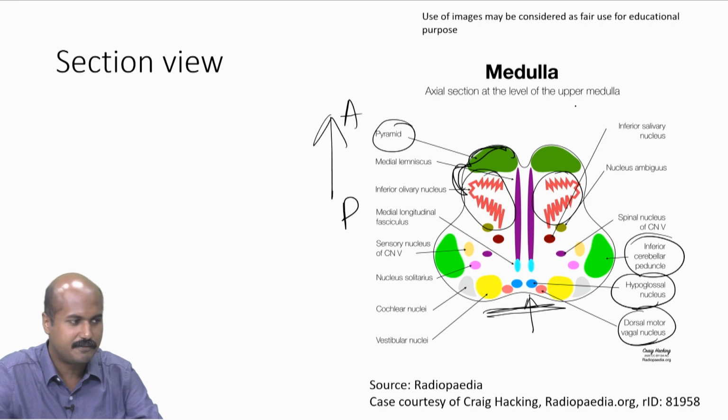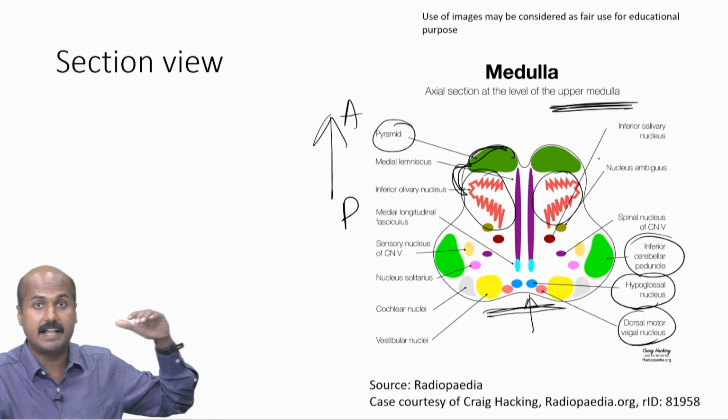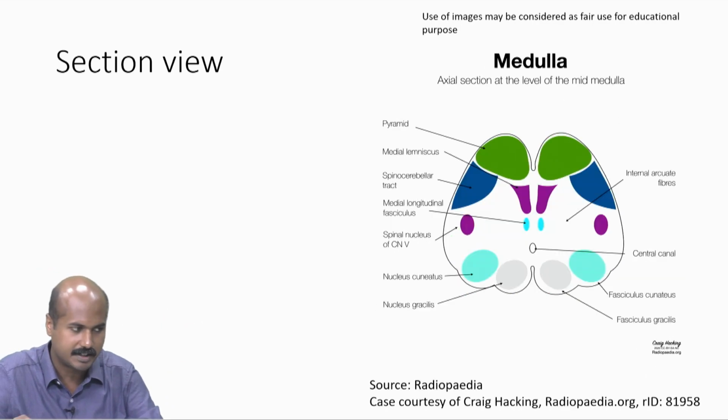So, these are the features that you see in an upper medulla section, that is a section at the level of the olives. These are the structures that you will see.